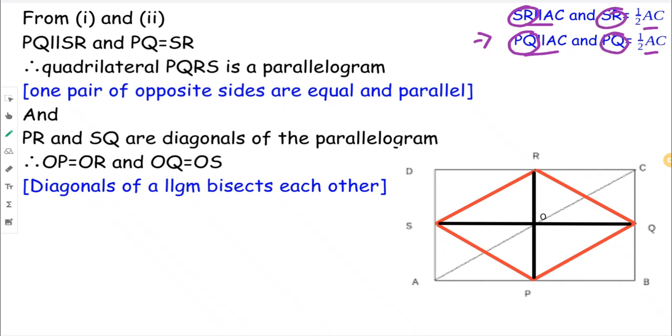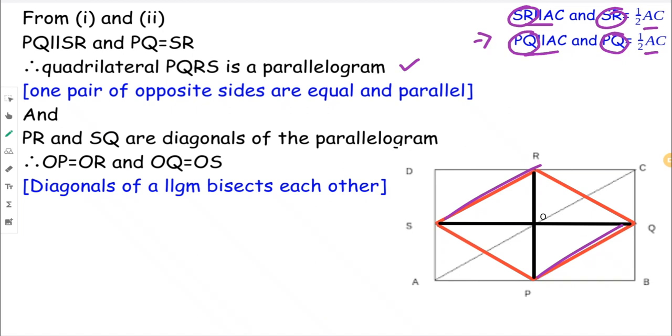So now can I say that quadrilateral PQRS is a parallelogram? We can say because one pair of opposite sides are equal and parallel. We have proved that this is parallel to this, and also that those two lines are equal. That means we can simply say PQRS is a parallelogram.